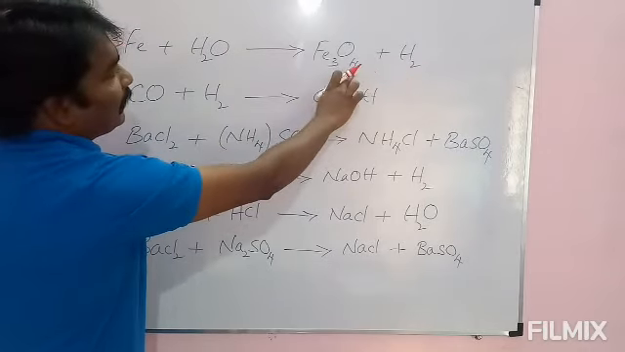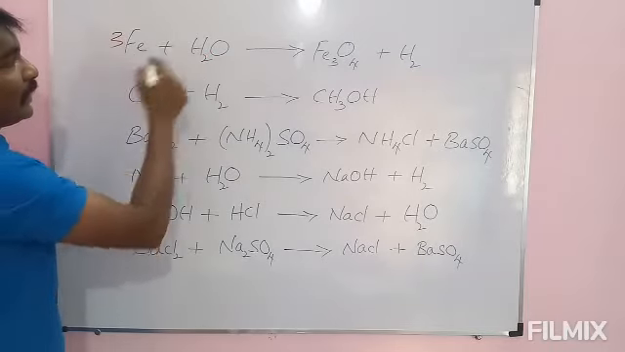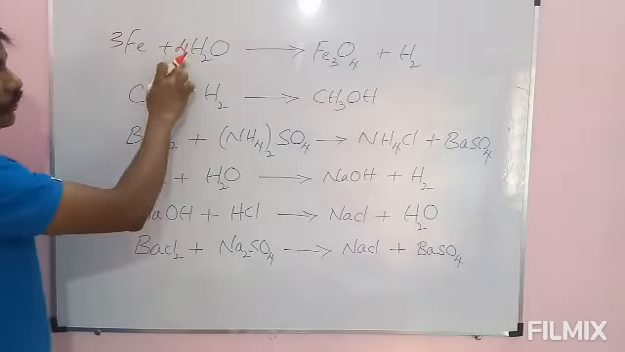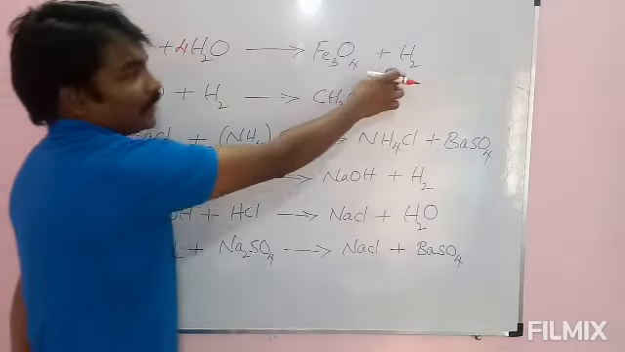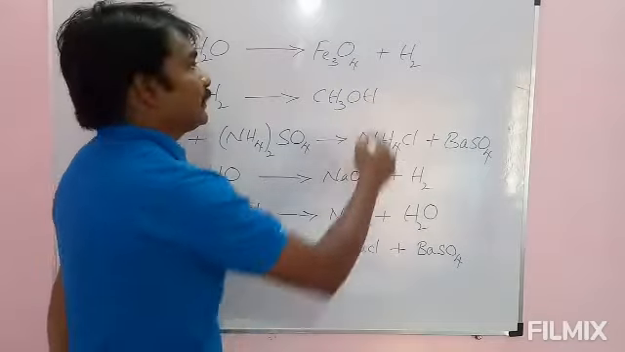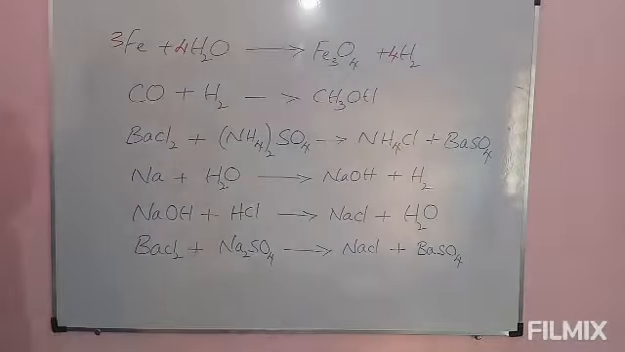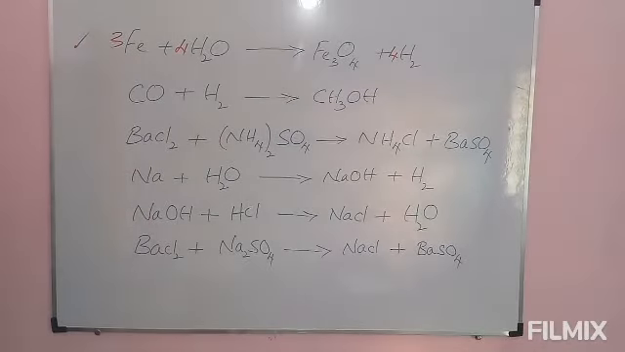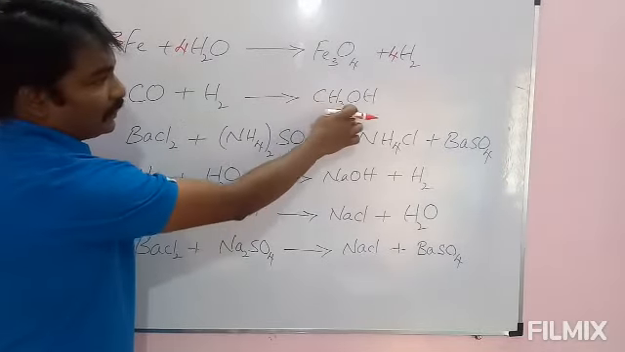Balanced, but here oxygens 4 are there, here only 1 is there. To balance oxygen, I am writing 4 here. Then after writing 4, oxygen is balanced, but hydrogen is disturbed. 4 2s are 8, here 2 are there. To make it 8, we have to write 4 here. 4 2s are 8 on both sides. The first one is balanced. And next one, CO plus H2 gives CH3OH.